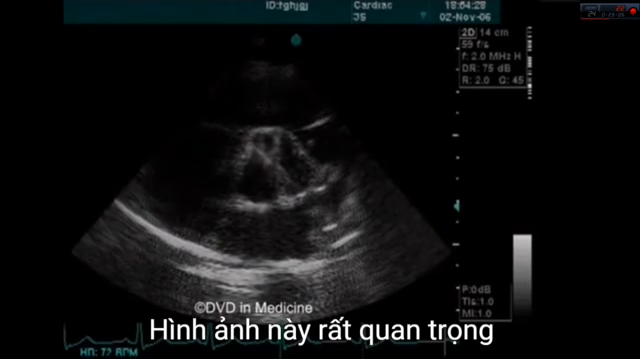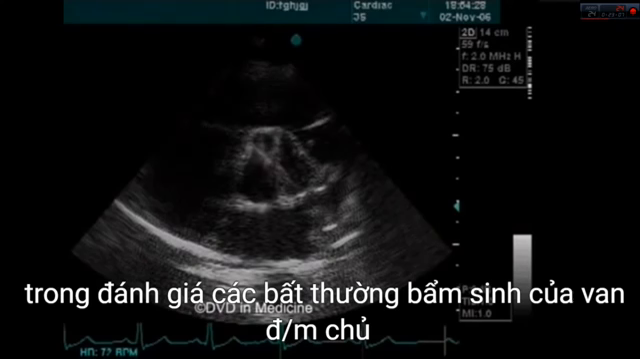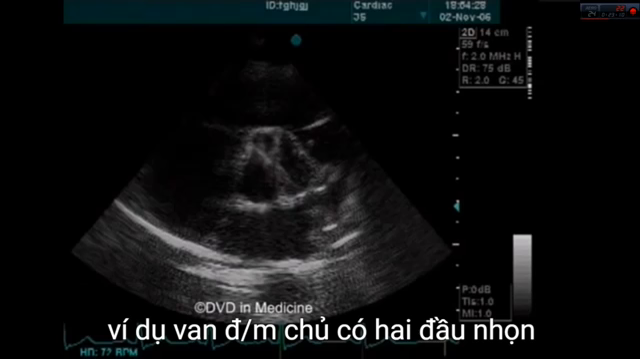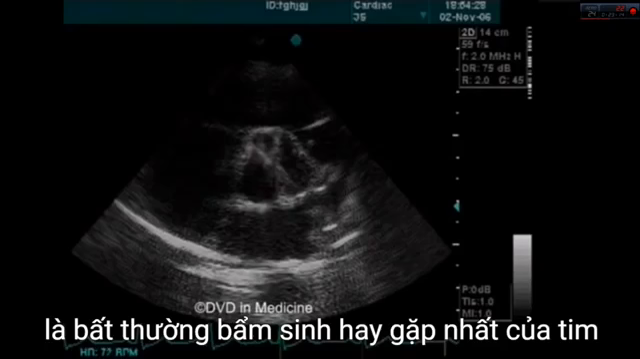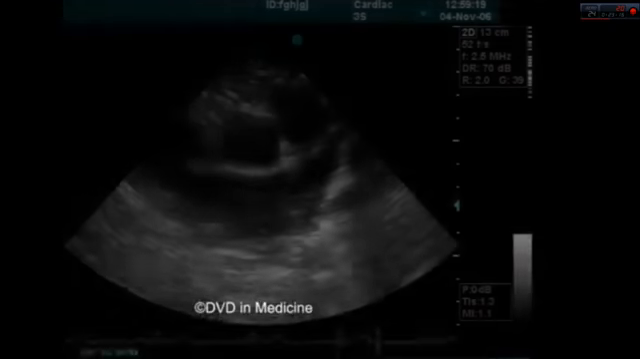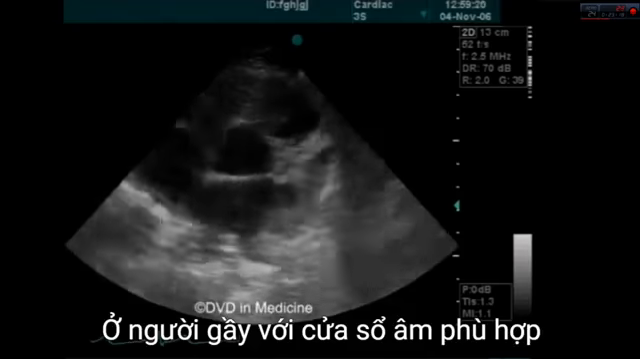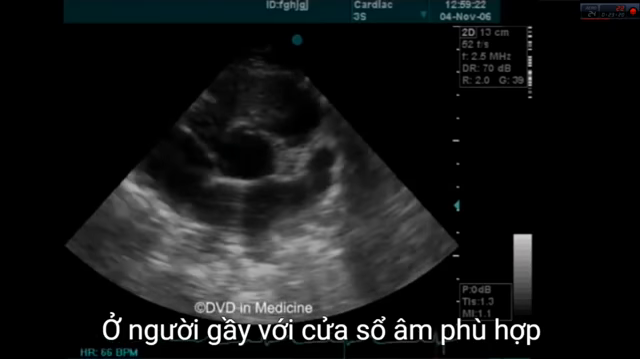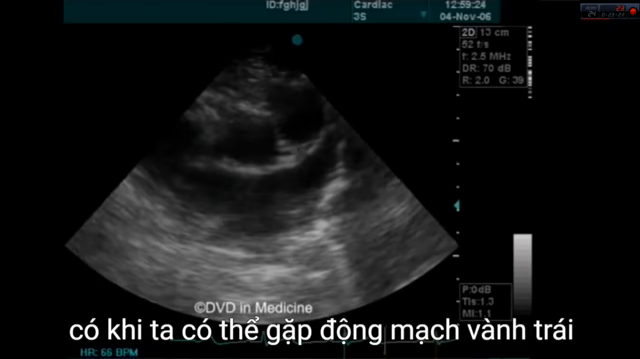This image is very important in evaluating the congenital anomalies of the aortic valve. For example, the bicuspid aortic valve, which is the most frequent congenital anomaly of the heart. In slim patients with proper acoustic windows, one can sometimes see the left coronary artery.